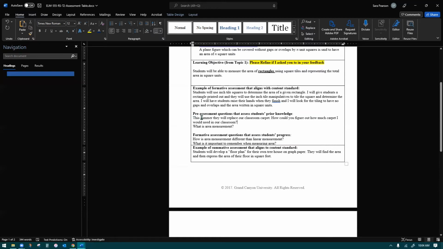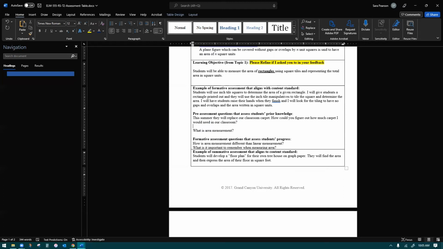So I'm going to start with giving them a quick little scenario to help see what knowledge they have about area. So this summer, they will replace our classroom carpet. How could you figure out how much carpet I would need in our classroom? So that's a way for them to see if they know anything about area, if they know anything about square units. It's very unlikely because this is the first time they are learning about area.